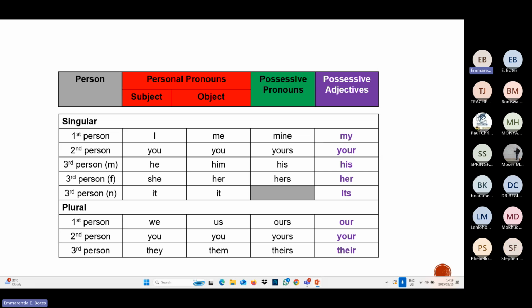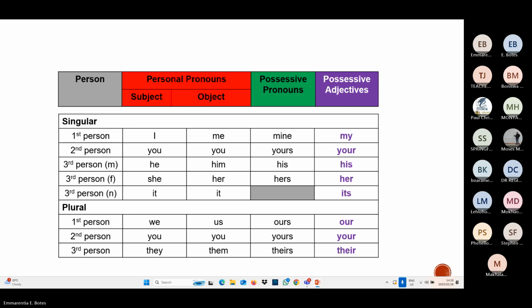The next one we will see is possessive adjectives. Please remember that they are not pronouns, they are adjectives. Just to see the difference, if we look at singular, first person, my, second person, your, third person male, his, third person female, her, and then third person neuter, its. And then when we look at the plural, first person for a possessive adjective, our, second person your, and third person their.